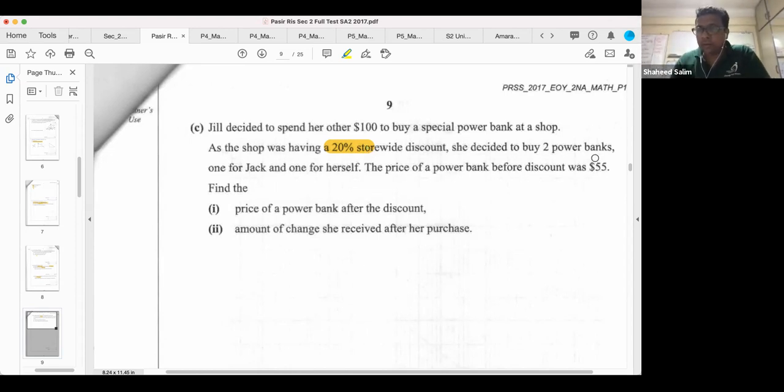Cannot? You understand the question? The power bank is $55. Okay, that is the discount. So what is the price of the power bank? Discount means the amount of money you don't need to pay. So what is the price you must pay? Good, well done. So now she buys 2 power banks. She gives her $100. What is the change she will get? But she buys 2 power banks, not one. Remember, she buys one for Jack, one for herself.